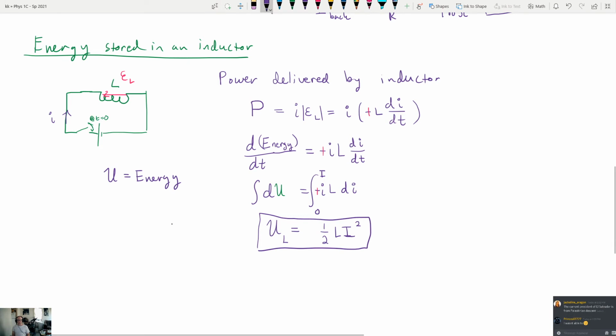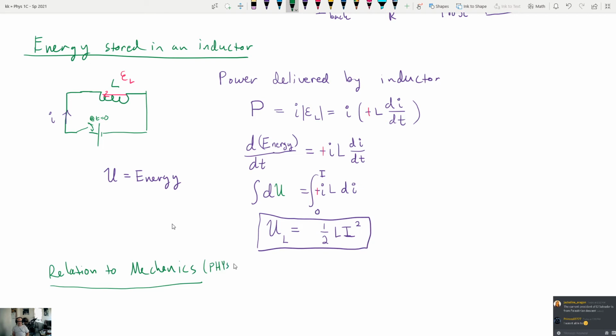Okay. I want to take a moment to compare this inductor stuff to mechanics. When I say mechanics, I mean physics 1A, basically.